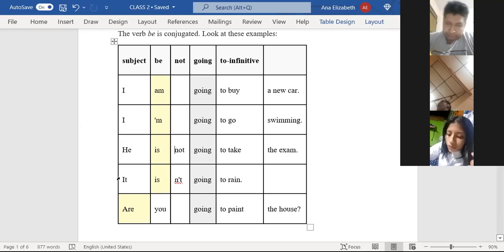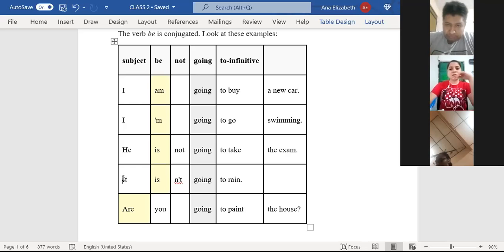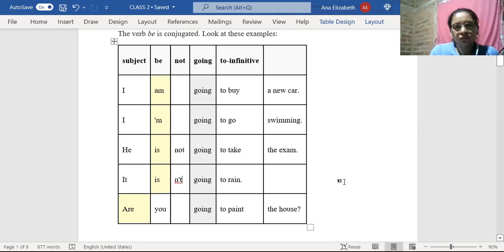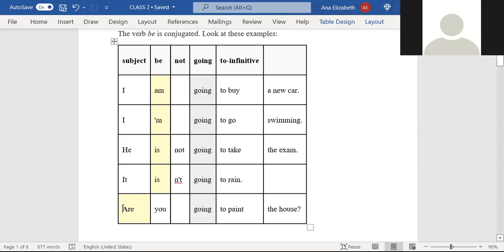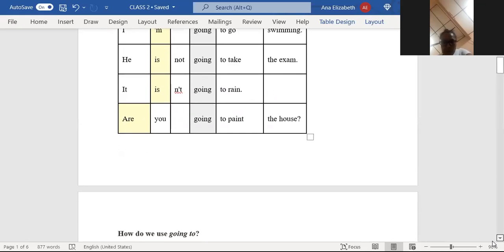Excellent. Iris, number four. No? Rosemary, number four? It is not going to rain. Excellent. It isn't going to rain. Aquí en esta parte ya lo tenemos contractado. Si no lo contractamos, tendría que ser it is not going to rain. Excellent. Let's see. Sonia Araceli, number five. Are you going to paint the house? No, because I don't have money.